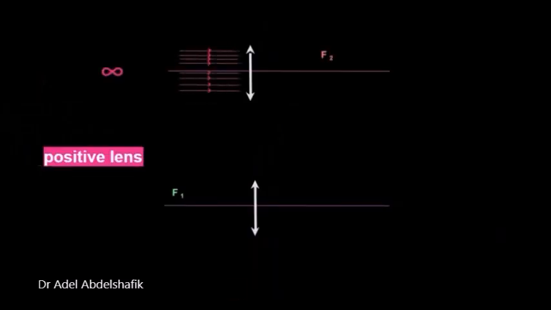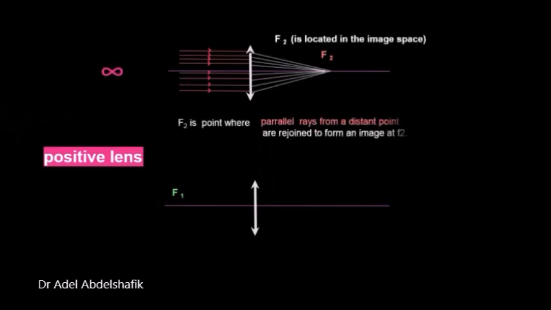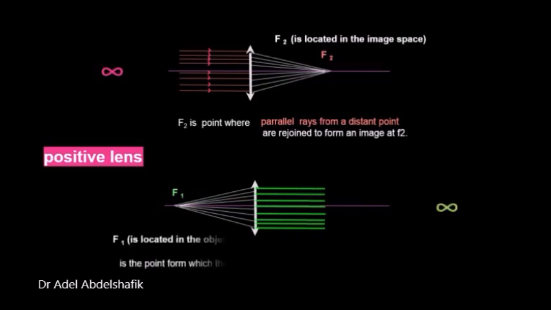When parallel rays from a distant location are rejoined to form an image, this will be located at F2. F2 is located in the image space. On the other hand, F1, it is the point in the object space from which light must originate to emerge parallel from the lens.